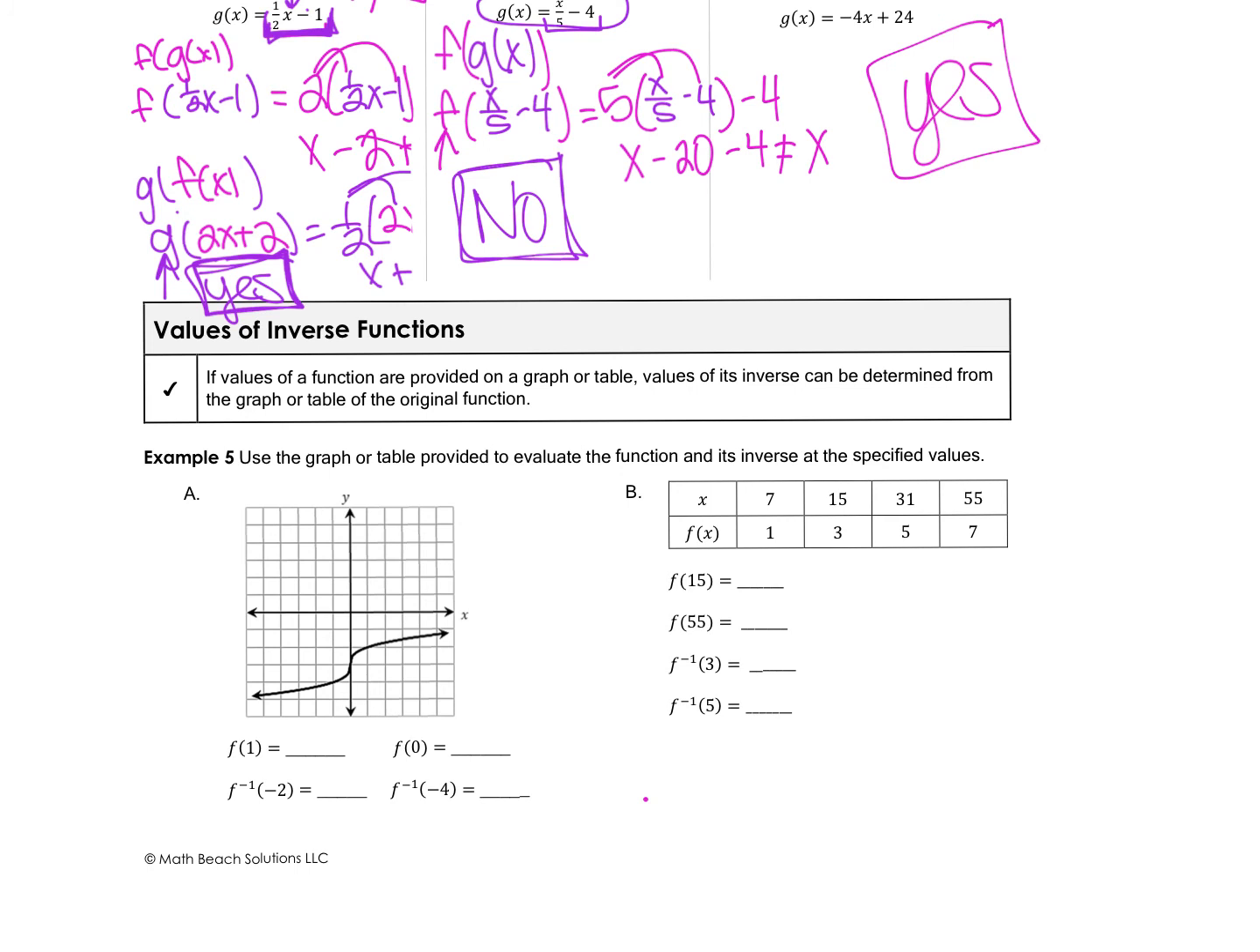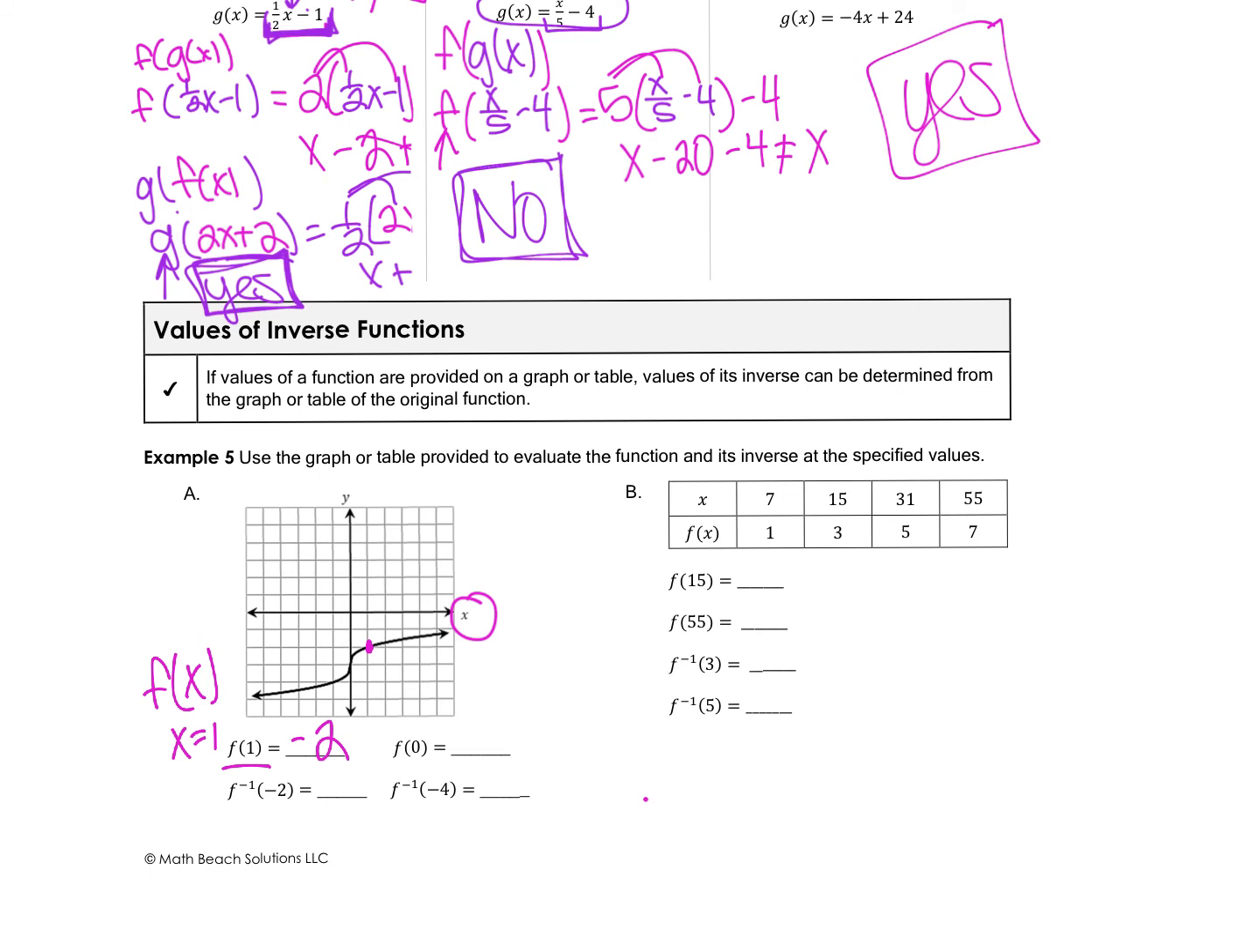Okay, so we're given a graph and it says f of 1. Anytime we have function notation, remember that's usually f of x. So that's telling me x equals 1 here. So I need to go on my graph, find x equals 1, and go down and see what the y value equals. So when x is 1, your y value is -2.